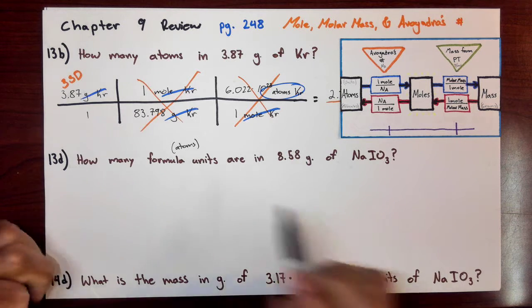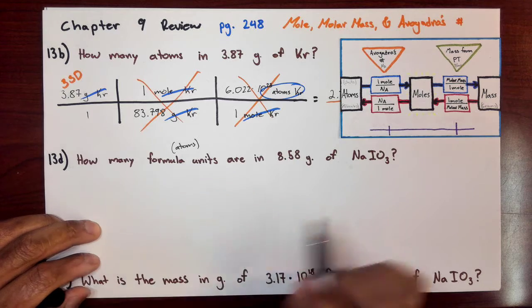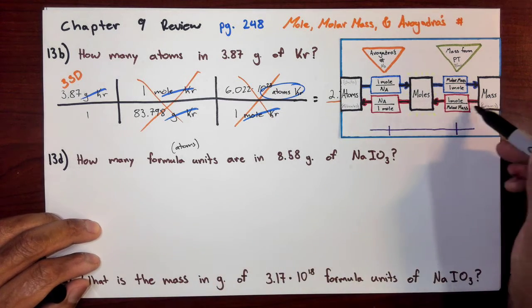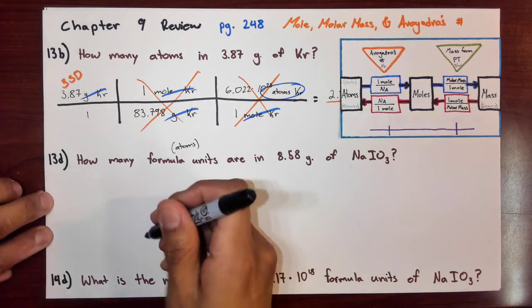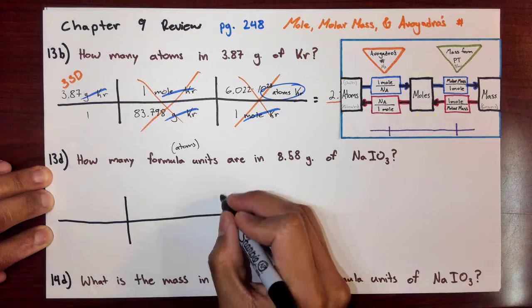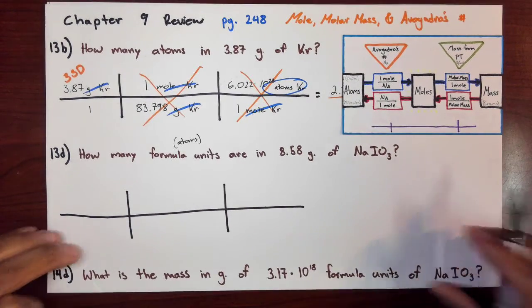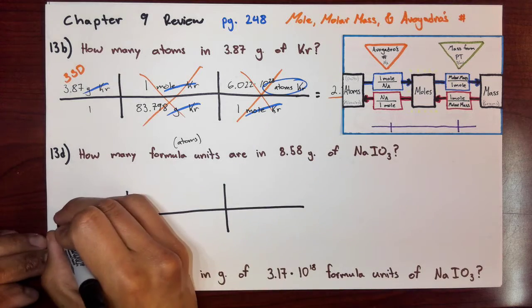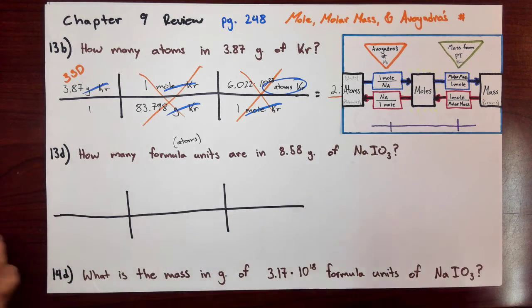Let's say what we're starting with. We are starting in grams again, and we are going to formula units again. So we're doing the same exact path, okay? Mass to moles to atoms, which means that we have to set up a bridge with two columns, okay? Your bridge does not have to look nice, it just has to get the job done, okay? So we're starting with the mass.